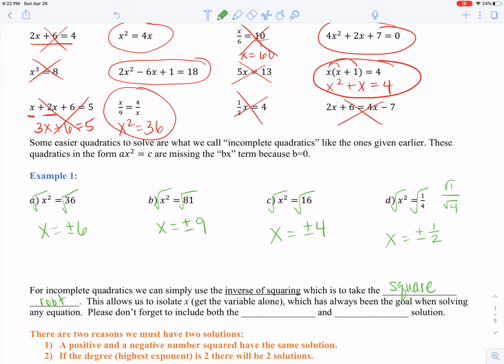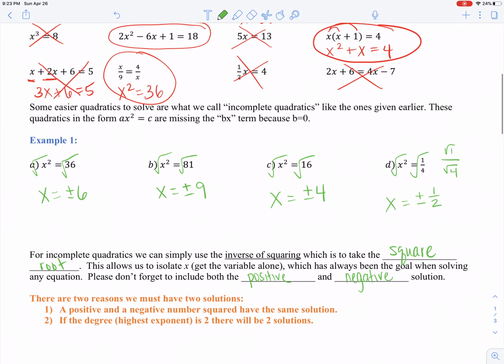This allows us to isolate x, get the variable alone, which has always been the goal when solving an equation. Please don't forget to include both the positive and negative solution. So a lot of times we're going to say in this topic, positive, negative. Anytime you're taking the square root to solve a quadratic equation, you need to remember plus or minus, positive or negative. There are two reasons we must have two solutions.